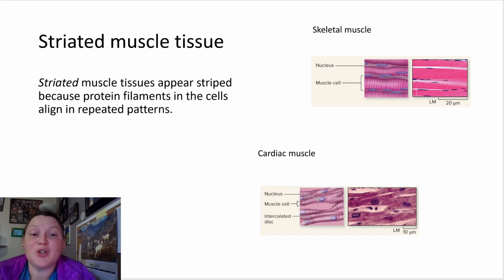Some of our muscles are striated, which means that we can see these sarcomeres lined up in the muscle fibers. This is true of both skeletal muscle and cardiac muscle. Striations can actually be seen on a microscope as these little crossbars or lines within the muscle fibers.